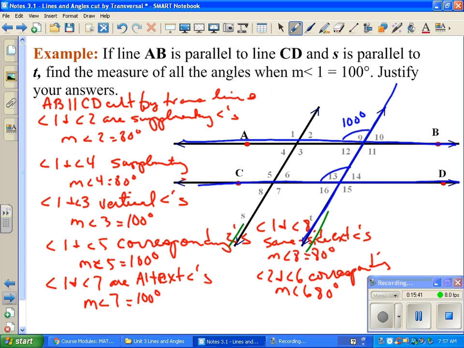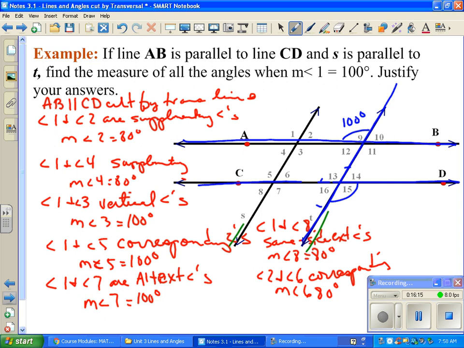That makes it 100. You also could look at 9 compared to 16 because they're both outside and on the same side of the transversal. So that makes 16 80 because they have to add up to 180. I could also compare 9 with 15 because 9 and 15 are alternate exterior angles, so that makes them equal, or both are 100.